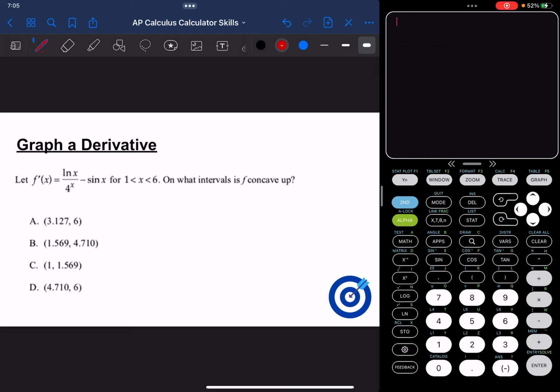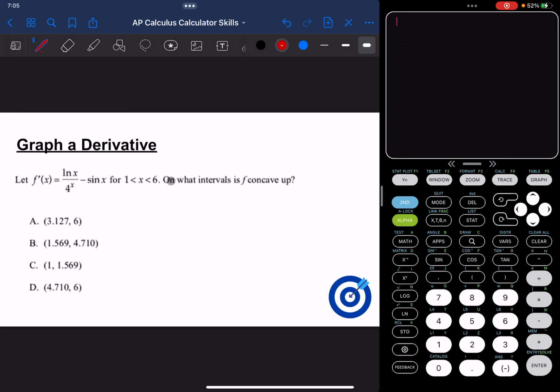All right, everyone. In this video, we're going over another calculator skill you're going to need in order to pass the AP Calculus test. So make sure you got your calculator handy, make sure it's charged up, and make sure you are in radian mode. So in this one, we're going to go over graphing a derivative.